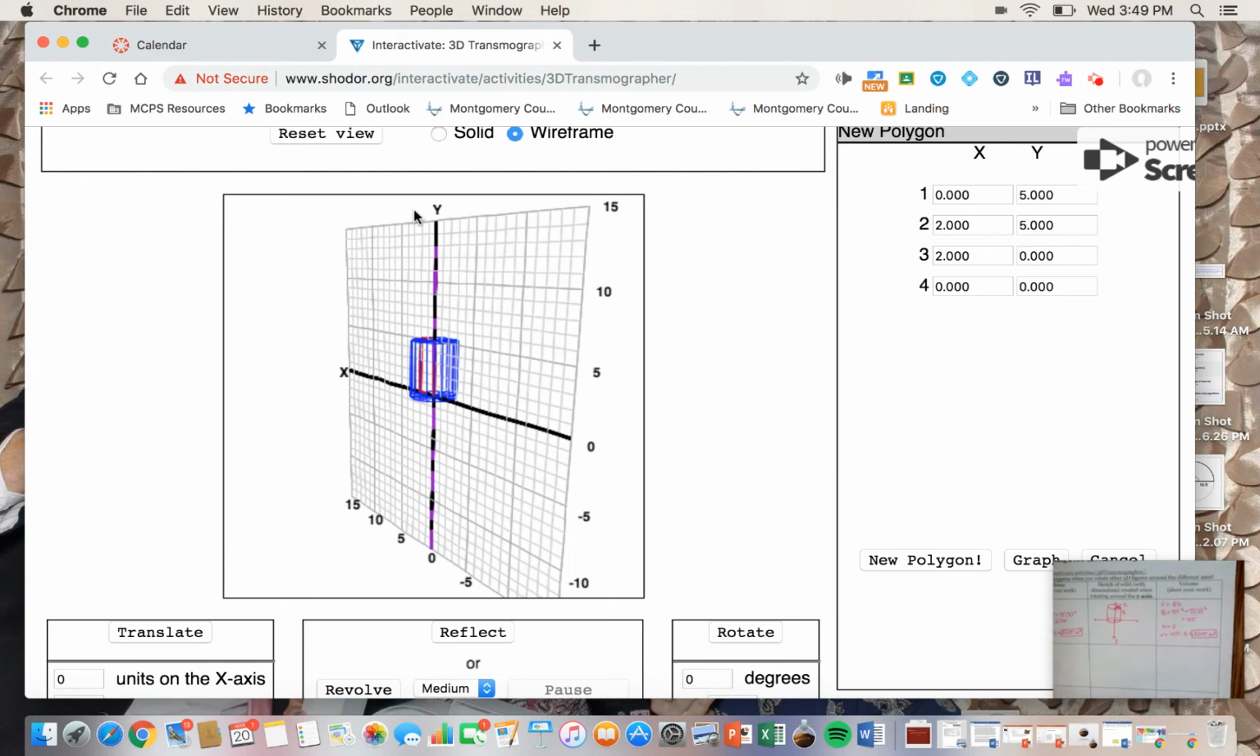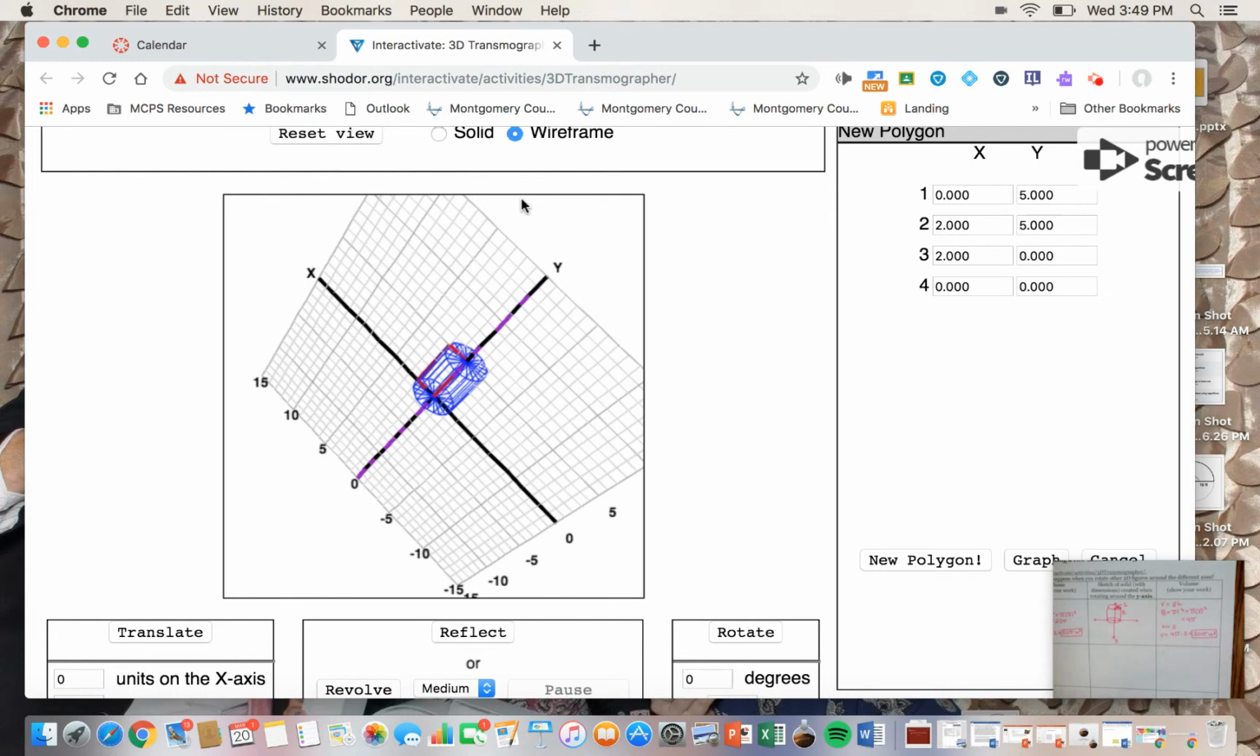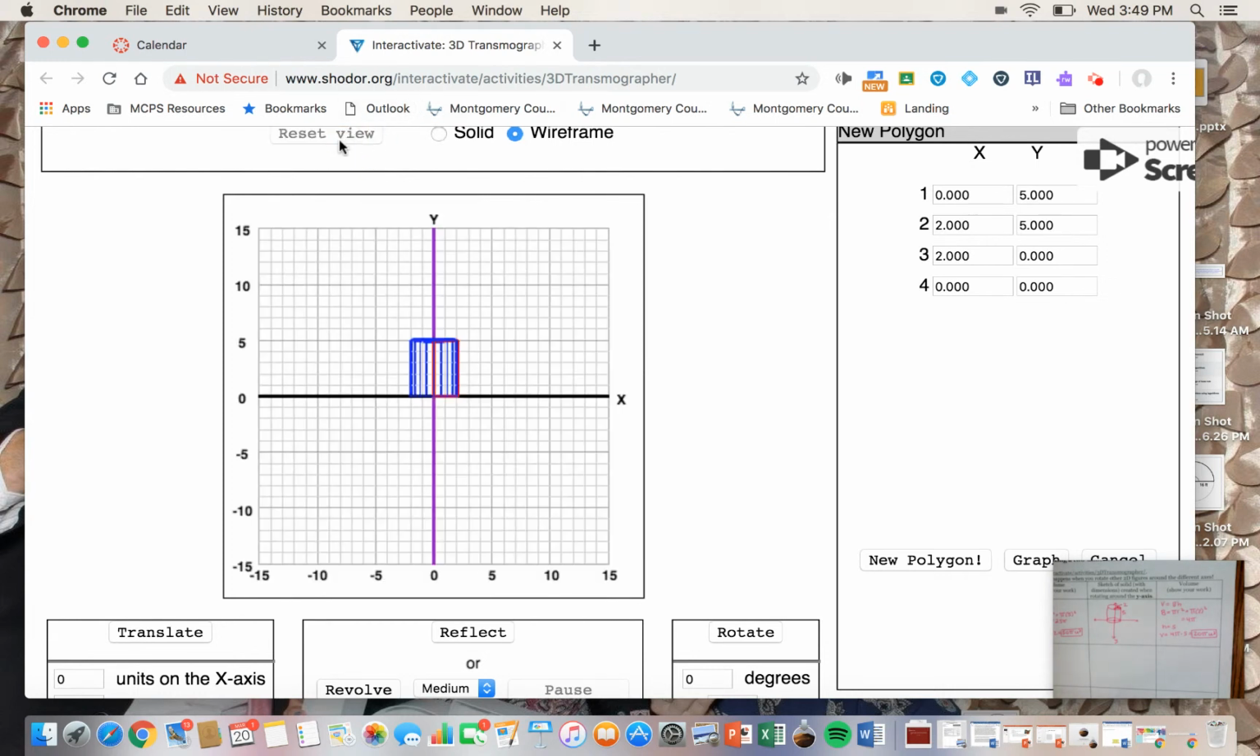Right, so I rotated around the x-axis and the y-axis. This system is going to help me to visualize it. It helps to see that. You don't have to use it. The idea is to eventually get away from it, but it does help. So let's reset it, and let's do the next one together.